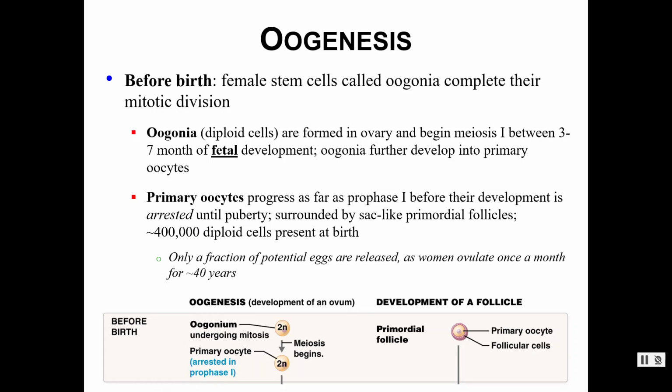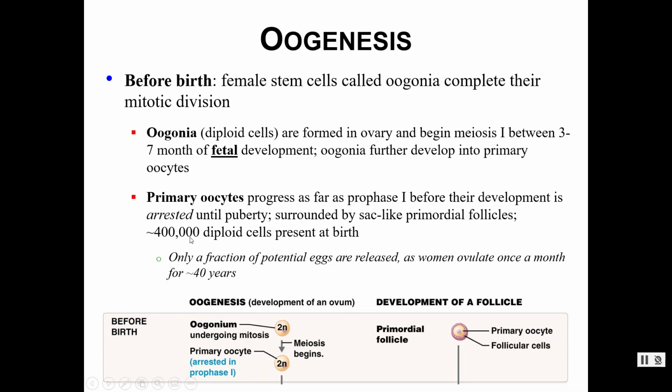We do this enough to create about 400,000 of these diploid cells that are paused at prophase 1. That's how many any given female has at birth. So we're doing a bunch of mitosis, getting about 400,000 diploid cells arrested in prophase 1. At the same time, we have also started to create the follicle that will surround each of the eggs as well.